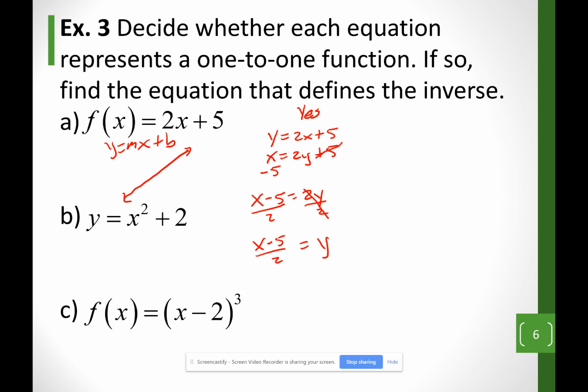Now that I have the y by itself, I'm going to switch it to the terms of f. So I'm going to call this f inverse of x. Remember, I changed it to y just to work on it. F inverse of x is equal to x minus 5 over 2. Once again, change it to x and y. Solve for y. Once you solve for y, switch your y to inverse. In this case, f inverse or g inverse or whatever that function is called.